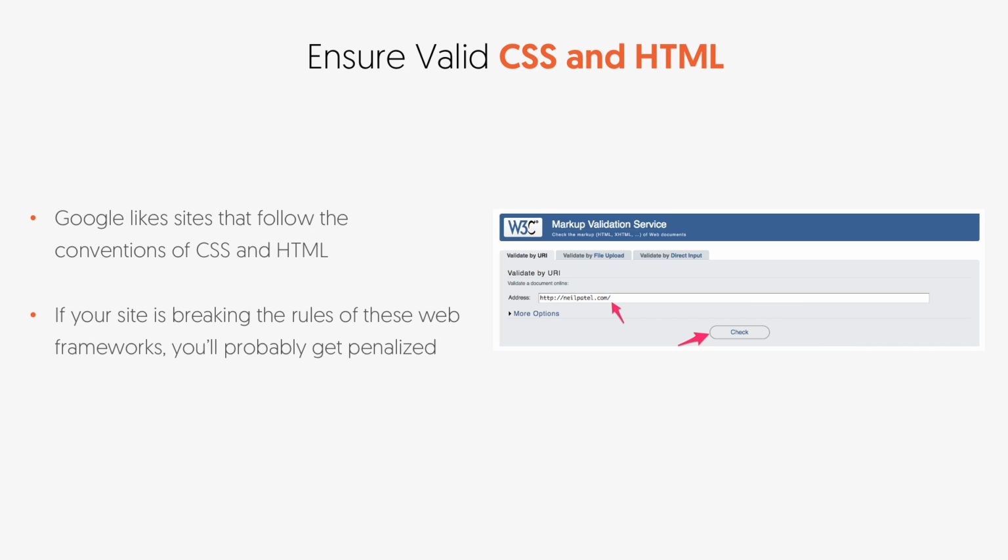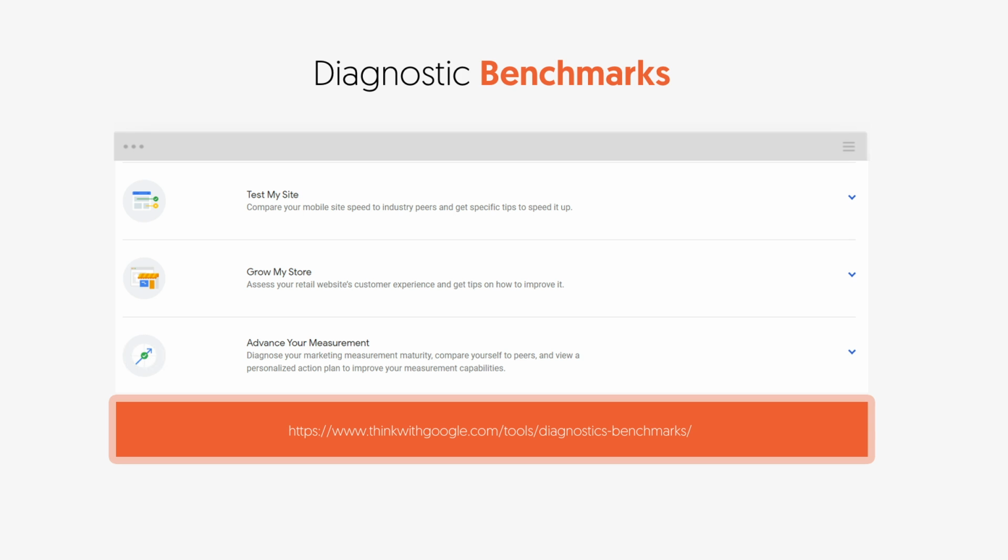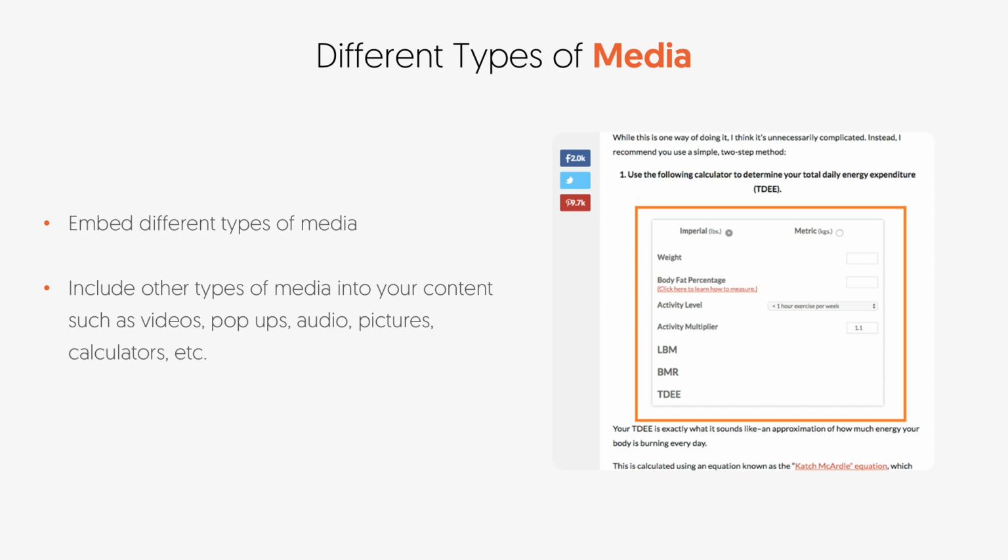Also, make sure you're using correct CSS and HTML. There are a lot of validators like the W3C. Check that out. That'll help make sure that your site's valid. You can also do diagnostic benchmarks. You can find those tools at Think with Google, of course. And there are different media types that you can end up leveraging. Do you want to leverage video, audio, pictures, calculators, tools, whatever it may be? I found that tools and videos work really well. Pictures do too. If you're using pictures, try to avoid stock photography images. Those don't work too well.